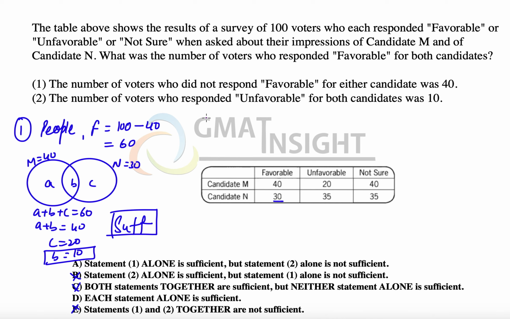The second statement here says that the number of voters who responded unfavorable for both the candidates was 10. Now, people who said unfavorable for some does not mean that they said favorable for the other. Therefore, the unfavorable data does not lead us to the favorable data which we want, and so we can quickly say that this statement alone is not sufficient to answer the question, and the final answer of the question is option A. Thank you so much.